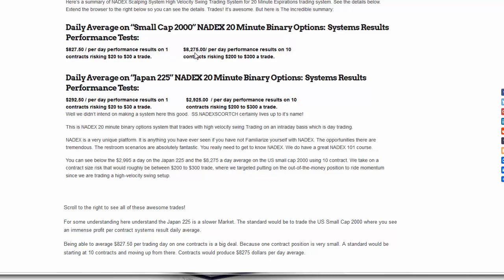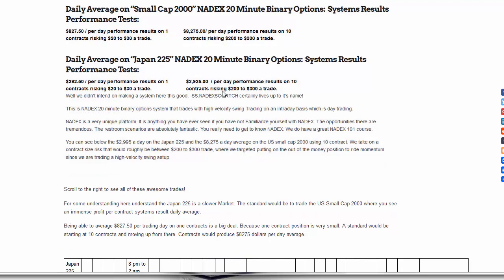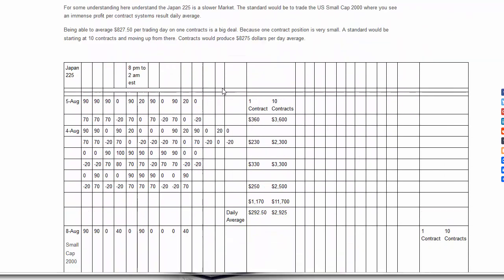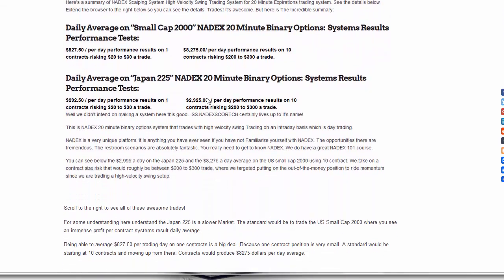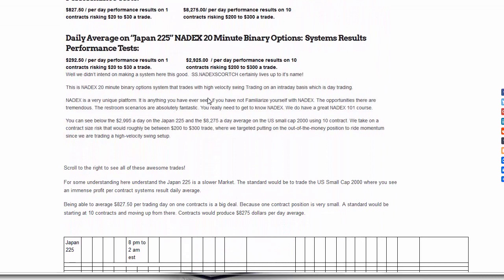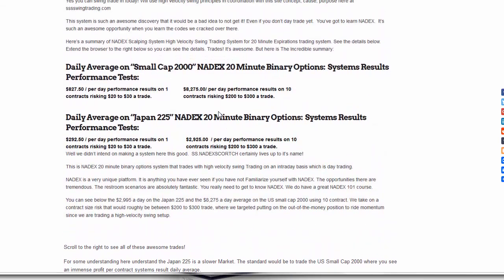So here's a scenario which would be great, and what you want to be going for is $8,000 a day. Now that's on 10 contracts. That's scalping using the swing trading method with NADEX SCORTCH. We're going for no guarantee of future performance and all that stuff, but this system can put you in the potential of something like this. Okay, so that's about it.